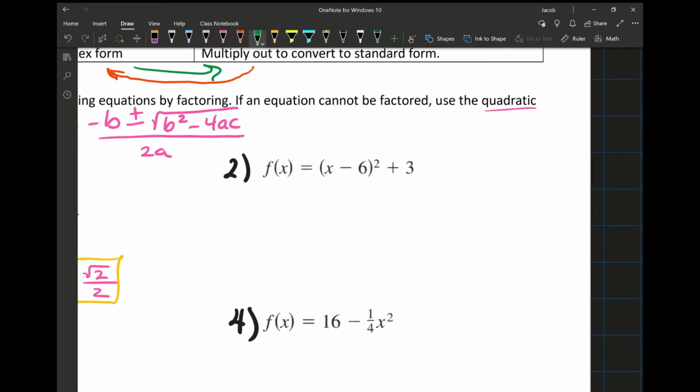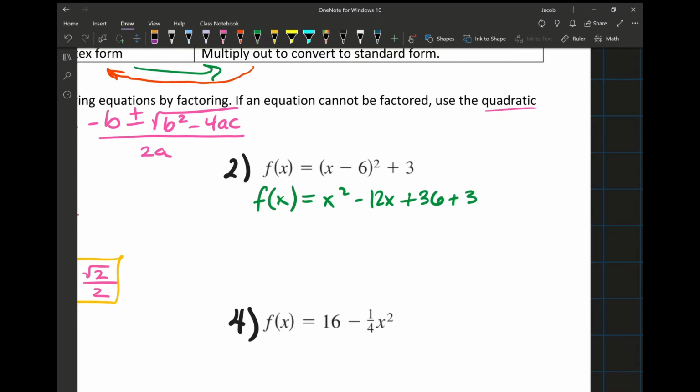Number 2 is a vertex form of a quadratic. So I'm going to multiply this out. x squared minus 12x plus 36. So I'm really good at multiplying binomials out. Make sure you know that this is x minus 6 times x minus 6. And you double the middle term, you multiply the last 2 numbers in the binomial together to get 36. And you can multiply that out really fast.